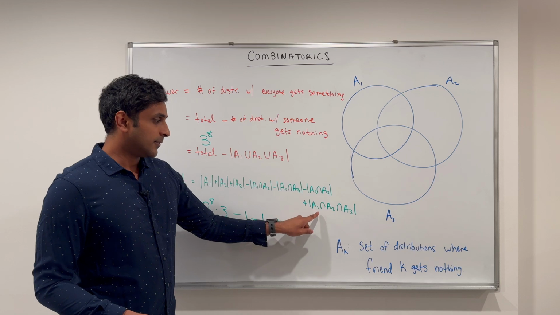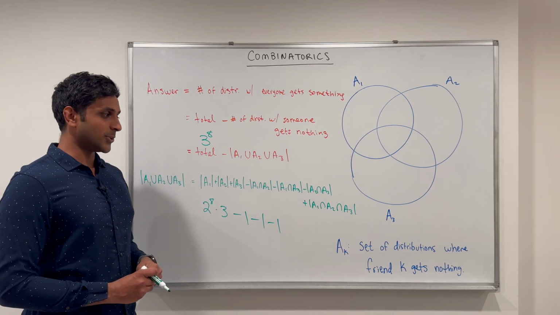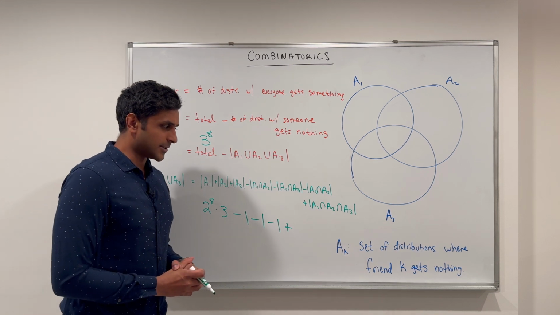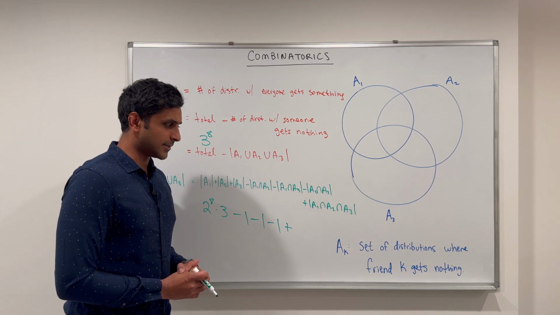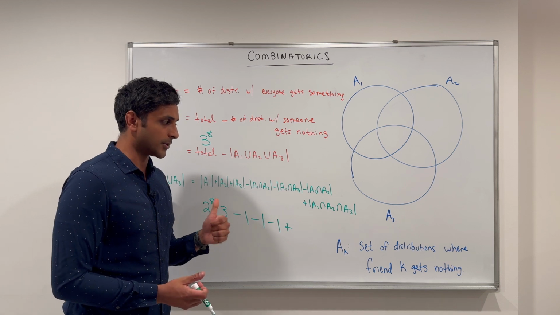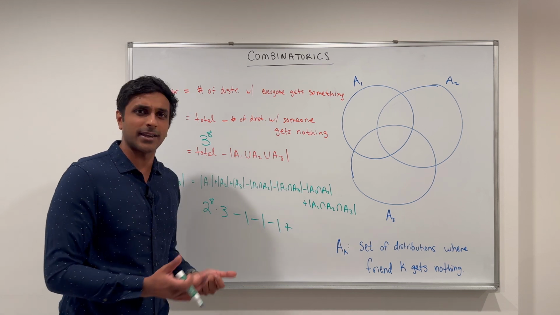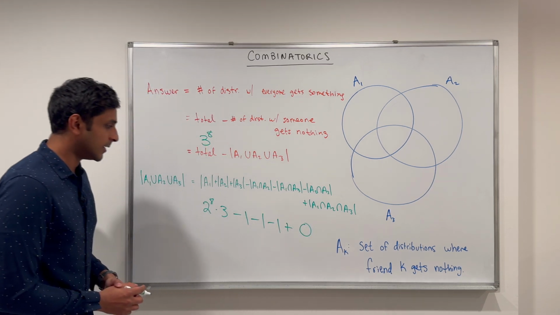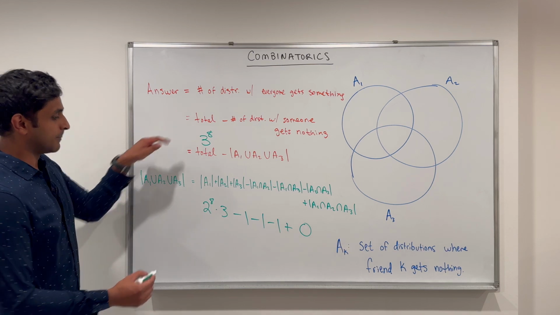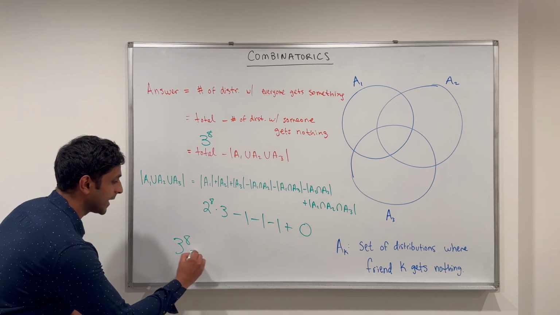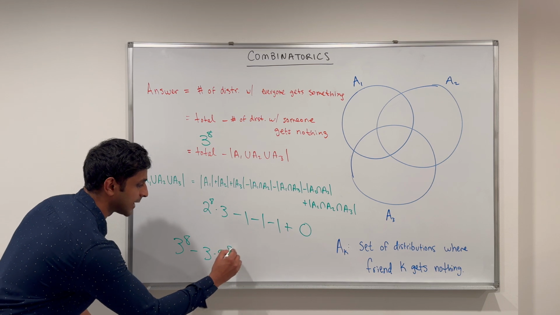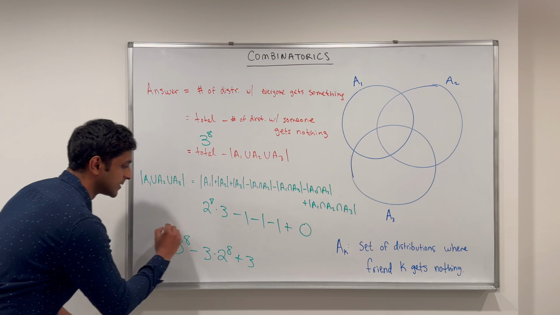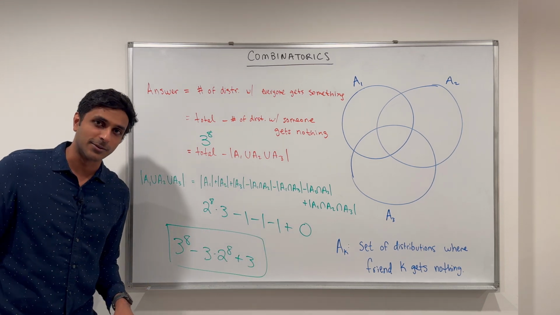Now, for this last piece, A1 intersect A2 intersect A3, we need to add that back. So how many distributions are in that? When is it the case that person 1, person 2, and person 3 get nothing? Well, that can't happen, right? Because you have to give each gift to somebody. So there's 0 outcomes there. So the answer to the question is simply 3 to the 8th minus 3 times 2 to the 8th, and that's minus 3, but you're subtracting it, so it's going to end up being positive 3. So this is the answer, and we can move on.